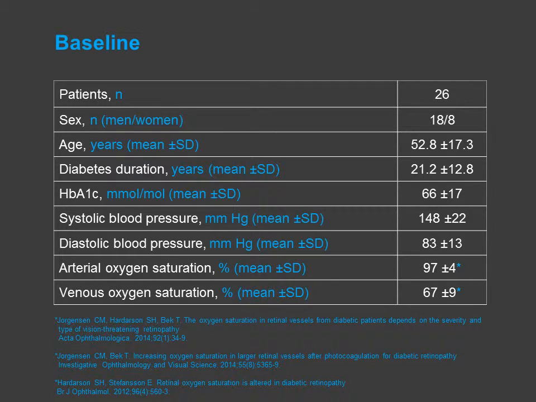So just a brief baseline of the characteristics: 26 patients, 18 were men, 8 women, around 53 years, duration of diabetes 21 years, HbA1c of 66 millimoles per mole. At Odense, the reference value is around 48 or below, so they were above. Systolic and diastolic blood pressure, and then the arterial and venous oxygen saturation measured at baseline, which concurs with earlier studies made on patients with proliferative diabetic retinopathy.